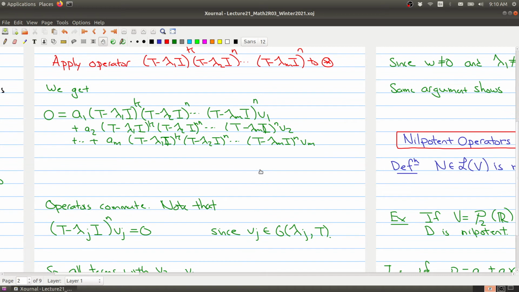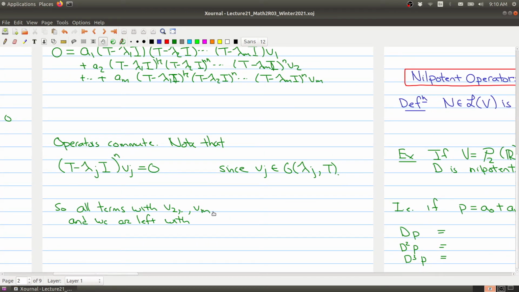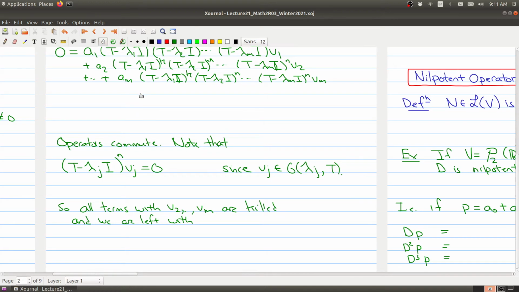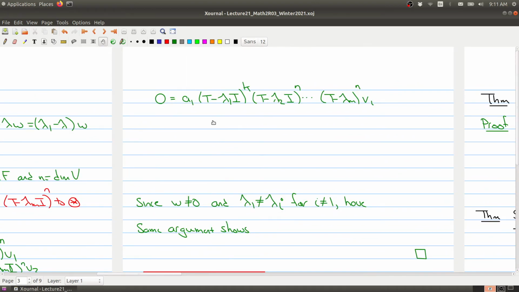Okay, so what that means is we can push the correct term to the end beside the generalized eigenvector, and then it just kills everything. So everything involving a2 to am disappears. All terms with v2 to vm are killed, and what we're left with is just the first term. So we're left with just the first term, and I'll put that over here. We're left with this particular term right here.